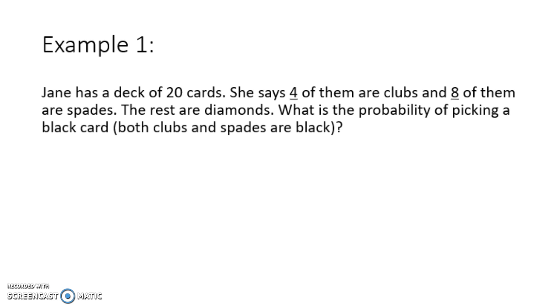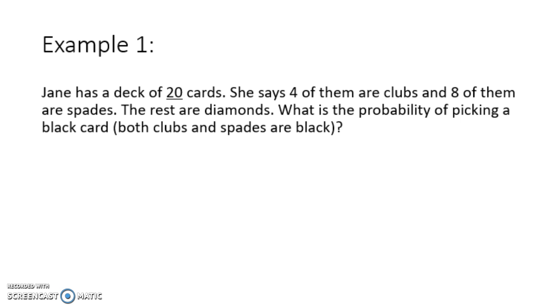My first step is to find out what the problem is talking about. Jane has a deck of playing cards, and she says that 4 of them are clubs, 8 are spades, and the rest are diamonds. They also tell us that there are 20 cards total. We know if there are 20 cards, then there are 20 possible outcomes when we draw a card. In this problem, I see that they're asking for the probability of picking a black card. I know that clubs and spades are both black, so it'll be the probability of drawing one of those.